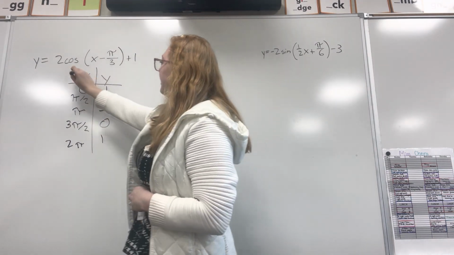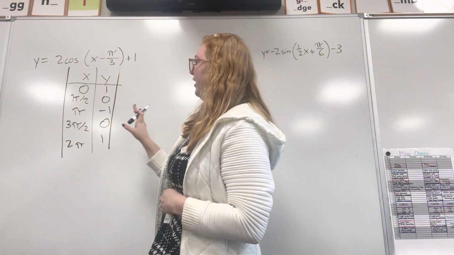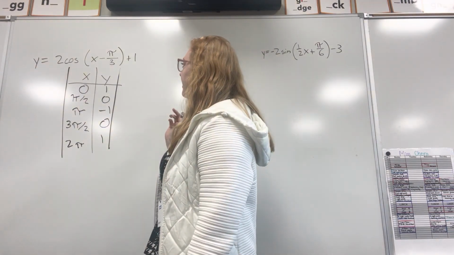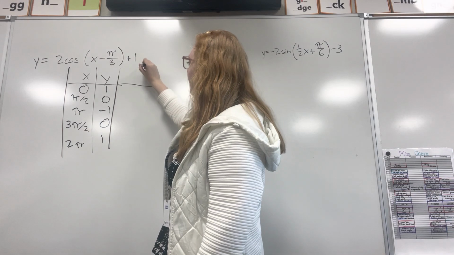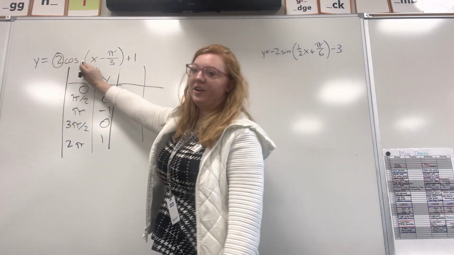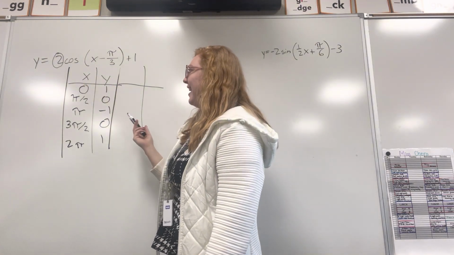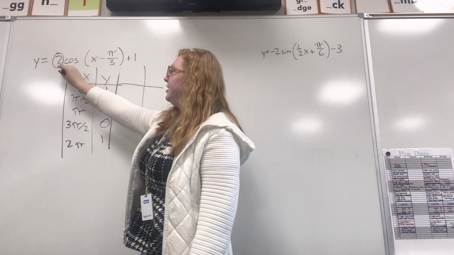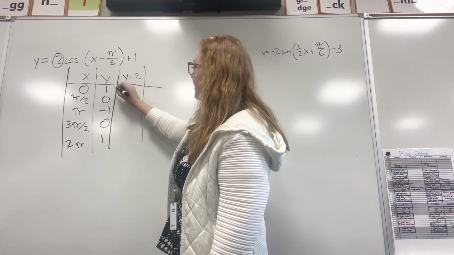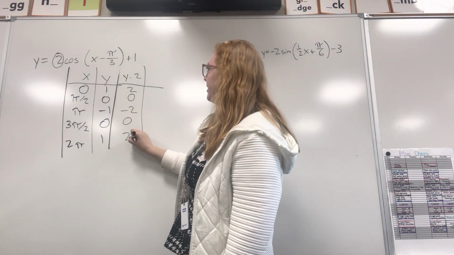Okay, so from here, I'm actually going to just continue going left and right for our x values and our y values when we do all these transitions. So I'm going to start with our y values. And we see up here, it has a 2 in front of our cosine, and that differs from the parent function of a cosine function. And I'm going to start by taking this 2 and multiplying all the y values by it. So this will be y times 2. So 1 times 2 is 2, 0, -2, 0, and 2.